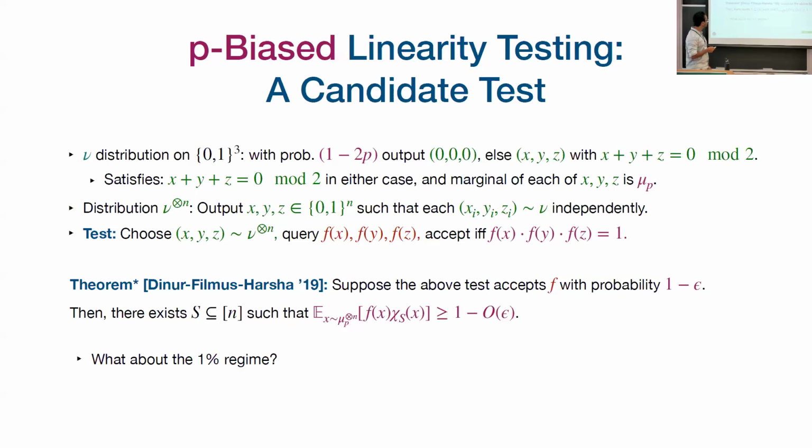Okay. So now you might ask, this is the most natural thing you would do. Does it work in the 1% regime as well? This is the study of this talk. And I will give a spoiler, which is that it fails. The most natural test you would think works actually fails when p is not equal to half. When p is half, this is the BLR test. And before I talk more about this result, let me set up the framework.